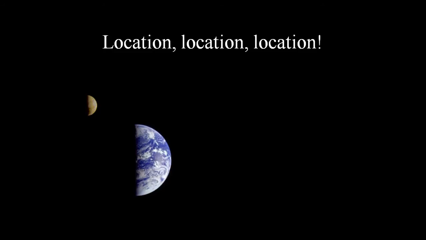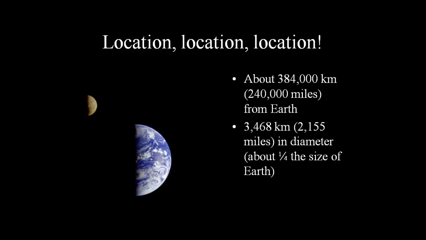Location, location, location. Now, in terms of distance from Earth to the moon, it's about 384,000 kilometers or 240,000 miles. That's a nice little journey. In terms of size, it's about 3,468 kilometers or 2,155 miles in diameter. This is from end to end. And that's about a quarter the size of the Earth.